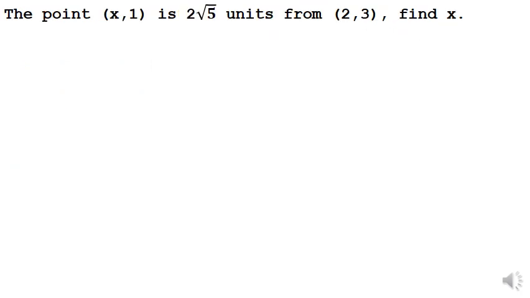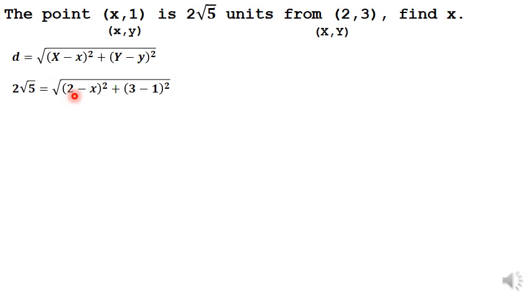The point x1 is 2 square root of 5 units from (2, 3). Find x. So this is our formula to determine the distance, the difference of the x's and the difference of the y's. Now, if this is our small x, small y, and this is our big X, big Y, then we can substitute them in the equation.